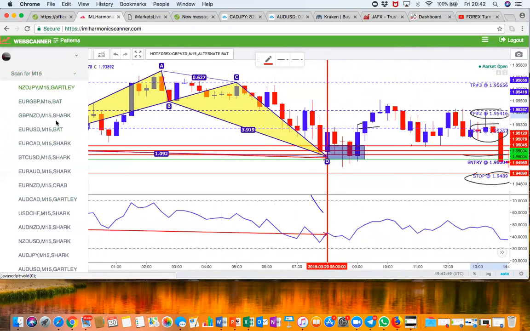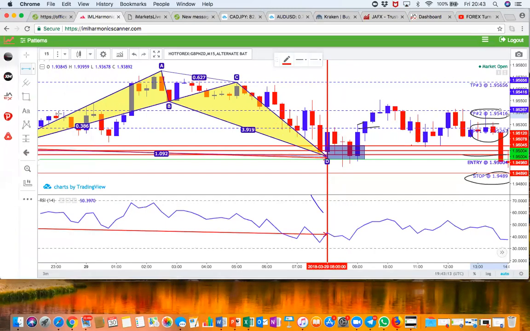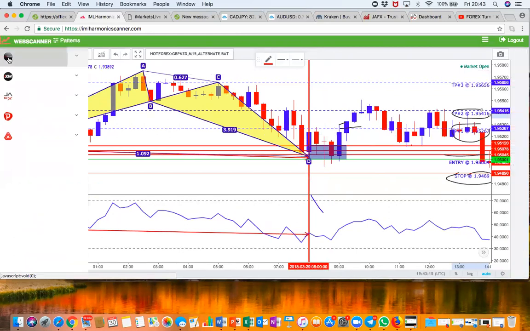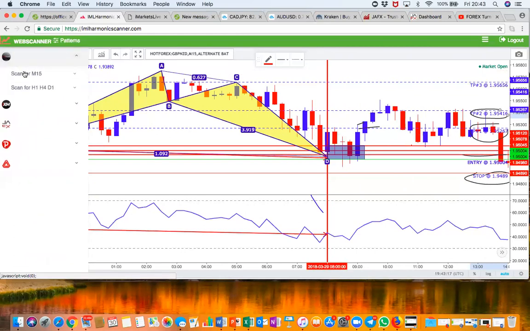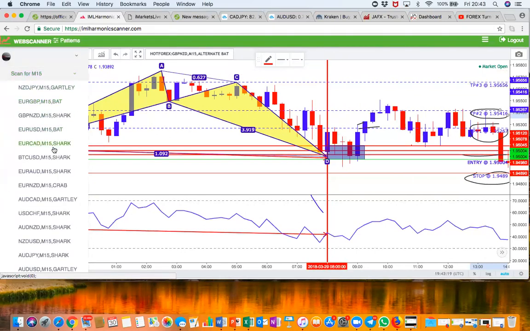a pattern that appears often. That gives you at least 85, 90, 95, 98% accuracy that it will end up hitting even the first take profit. So look for the one that appears often. As you look here, the shark shows more. So let's see if we can find another shark.